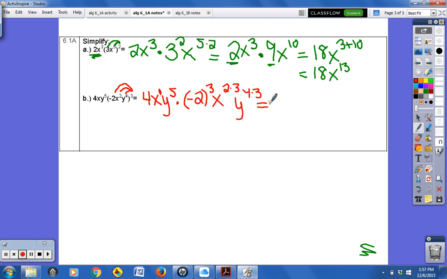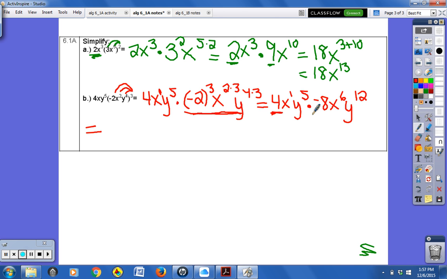So now we have to go ahead and simplify this first before I can start dealing with that 4x to the 1st, y to the 5th. I keep writing it because I don't want to forget about it. And then that's going to be times, okay, -2 to the 3rd becomes -2 times -2 is 4, times -2 is -8. And then we have x to the 6th, y to the 12th. And so now we can go ahead and do that multiplication.